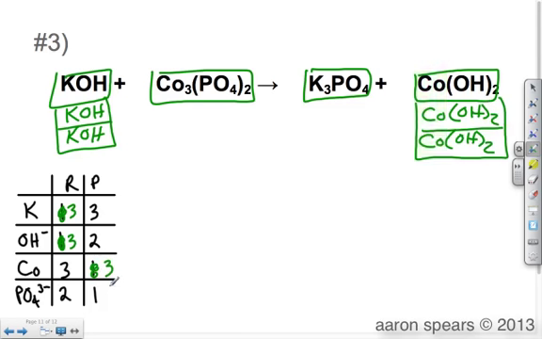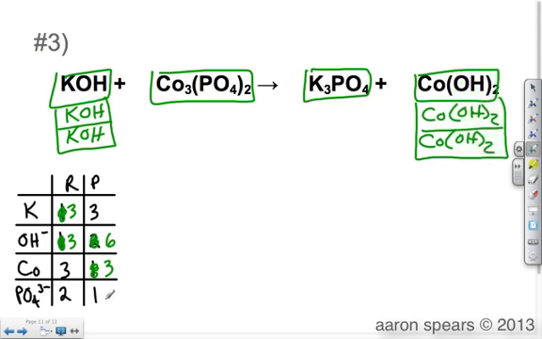But this box not only contained cobalt atoms, it also contained hydroxide ions. So with the addition of the 2 boxes of cobalt hydroxide, I added an additional 4 hydroxide ions to the product side. So I'm going to adjust my list to account for this extra hydroxide. So now I have a total of 6 hydroxide ions on the product side.